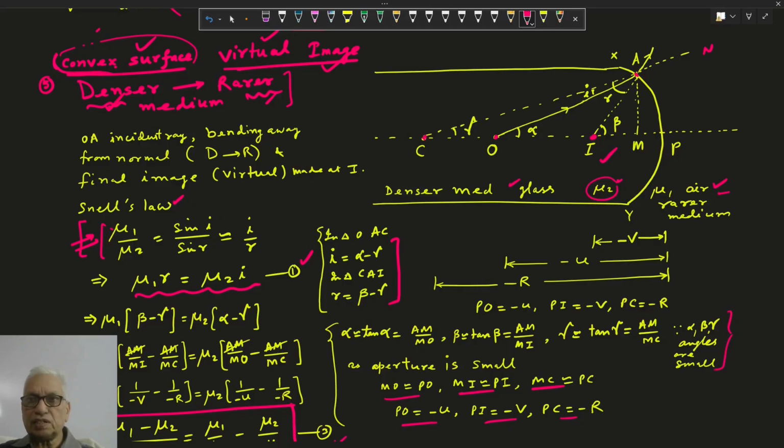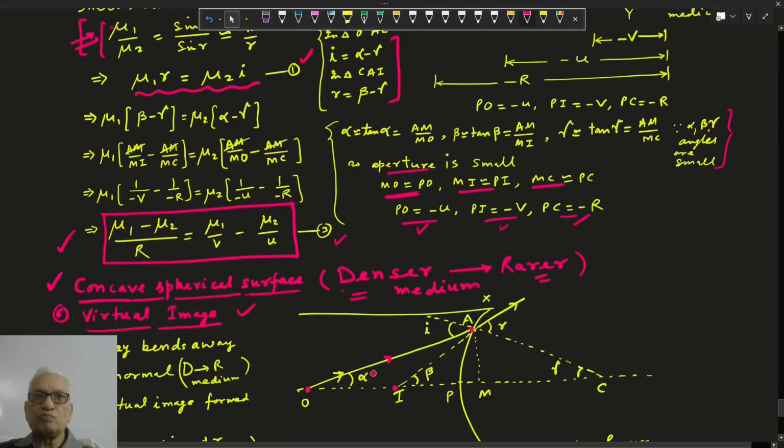Now aperture is small. So MO is PO, MI is PI, MC is PC. With sign convention, PO is equal to minus u, PI is equal to minus v, PC is equal to minus R. Here, so mu1 upon minus v, minus mu2 upon R. इसको mu2 इधर ले गए. So mu1 upon v.